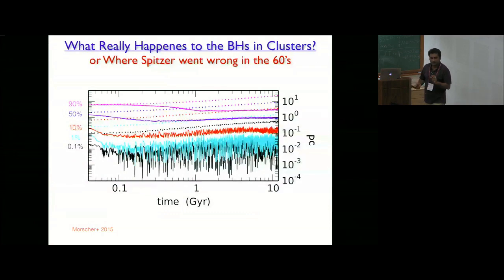And 10% by mass is actually much lower percent by number, because typically the heavier black holes sink first. So the average mass in the black holes that have already sunk is higher than the average mass that are still out there. So this dynamical decoupling doesn't really take place in real systems.